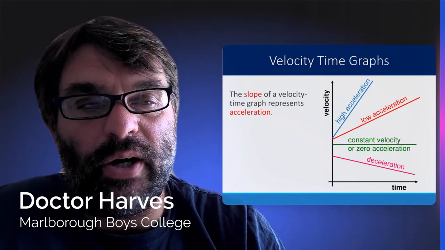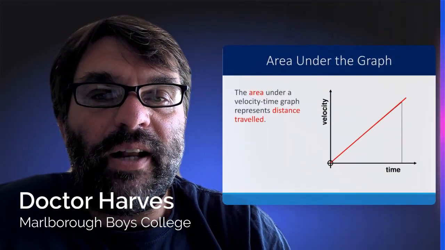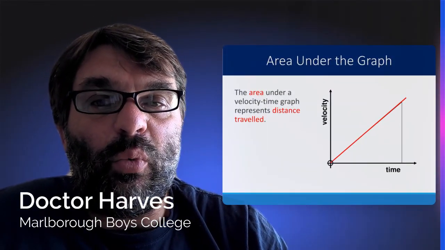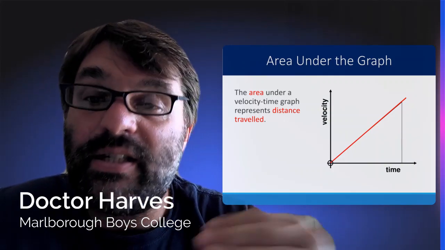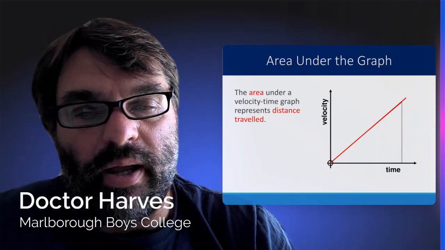It is a deceleration. And finally, the area under the graph will be a measure of the distance that is traveled by the object.